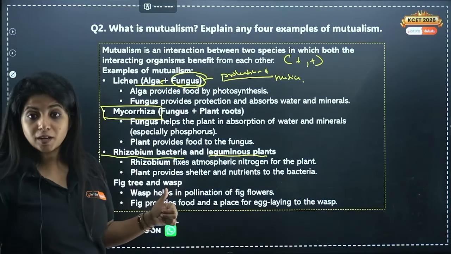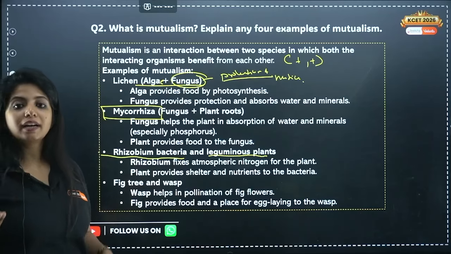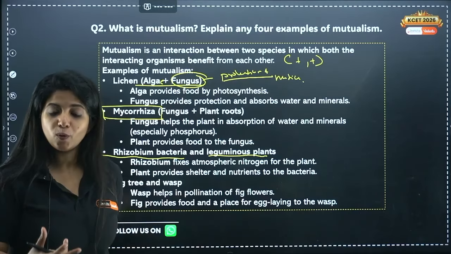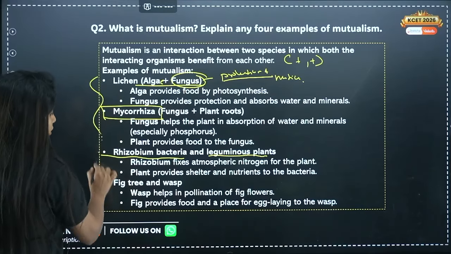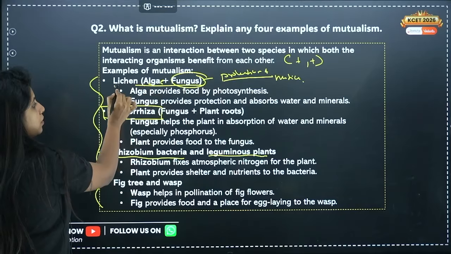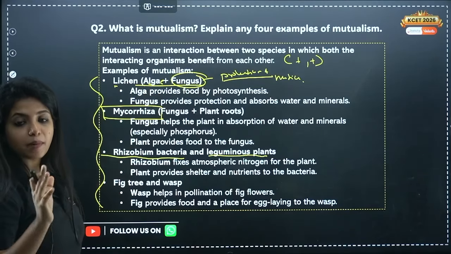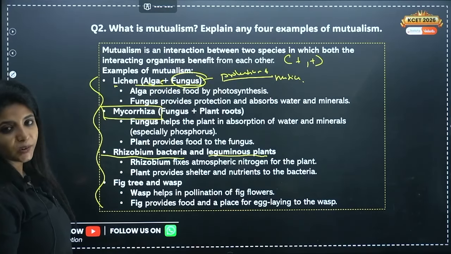Fig tree and wasp. Fig tree basically provides shelter so that the eggs can be laid. It also provides food. Fig tree seeds are being eaten up by the wasp. Now the wasp helps in the pollination. So there are 4 examples that we have. Please remember, lichen is between algae and fungus. L is over here in lichen. You can remember like that. Algae and fungus, lichen. Mycorrhiza is fungus and plant roots. It's plant, not algae. Okay?